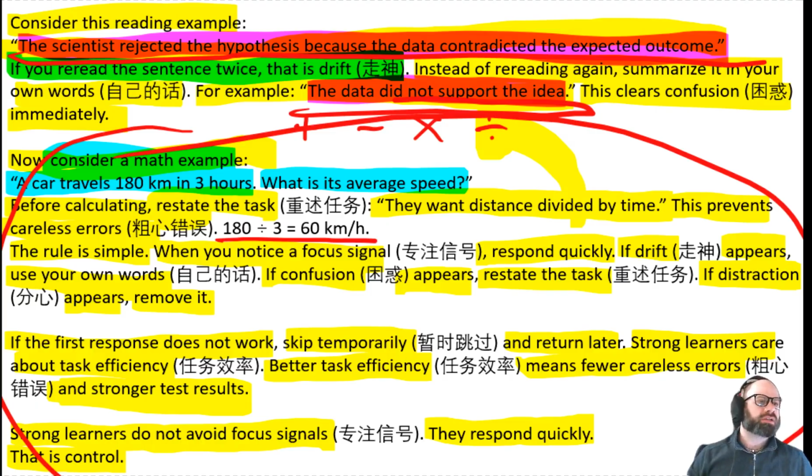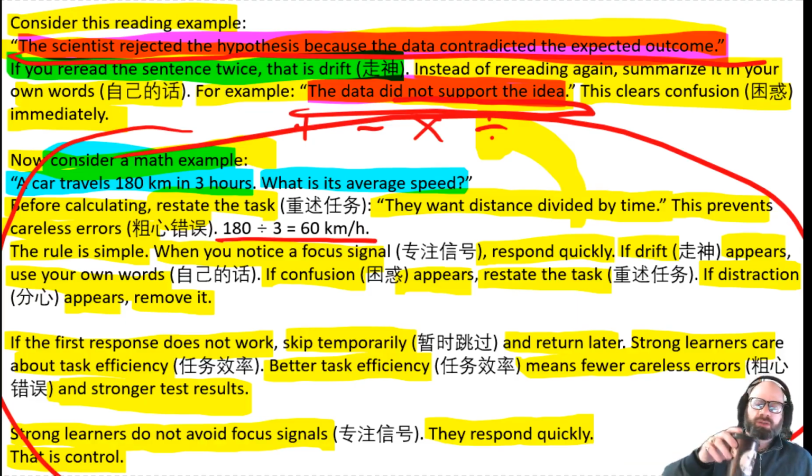If you get distracted, then remove the thing distracting you. If you are confused, then you do what? If your attention is drifting, then you do what? Just like three simple sentences. If you're drifting, you can use your own words to say what you are doing. Okay, good.